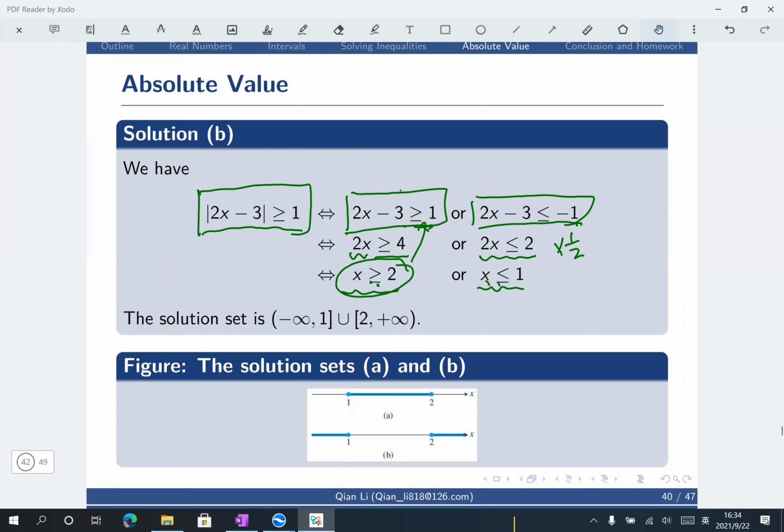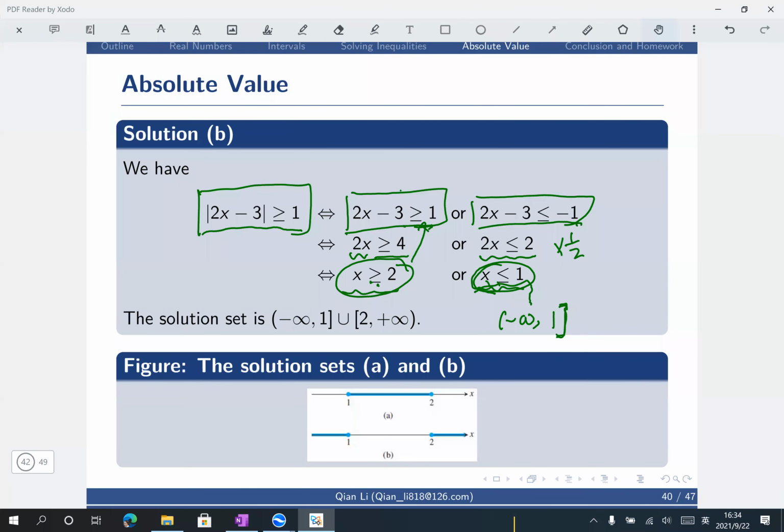Let's say this is x smaller than or equal to 1, right? So every number smaller than or equal to 1 is a solution for this, right? So it will be from negative infinity to 1. And 1 is also a solution for this inequality, so it will be a bracket, right?